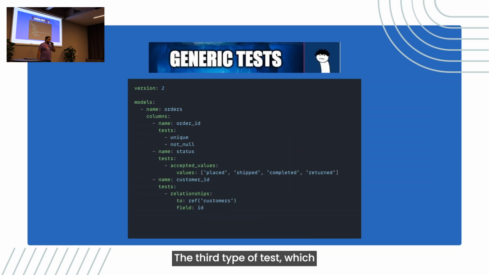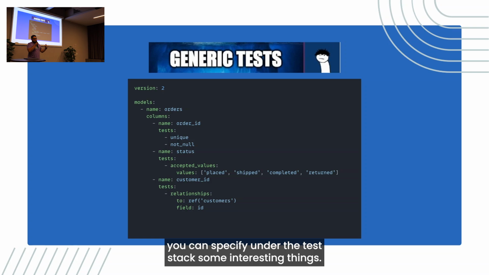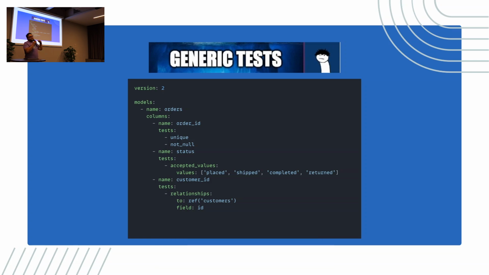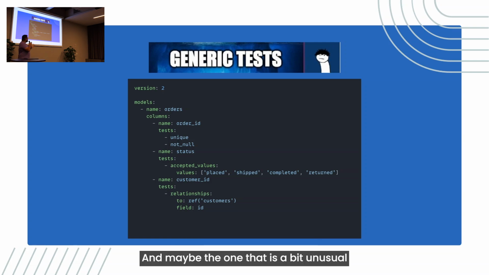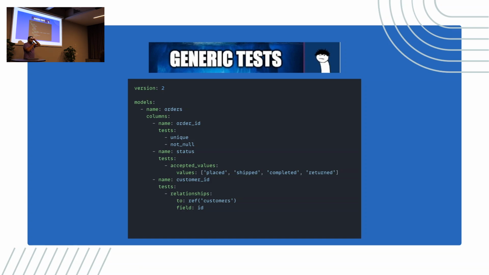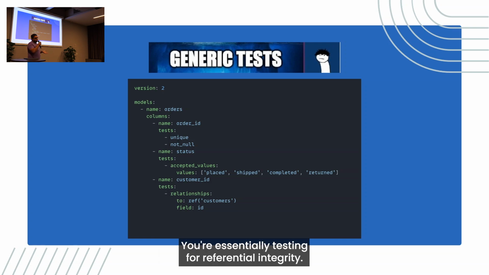The third type of test, which is one of my favorites, is called generic test. This one is also very well documented by DBT. Essentially, once again, in the sources YAML, you can specify under the test tag some interesting things. By default, DBT comes with 4 generic tests, which are very similar to database constraints. They have unique, they have accepted values, they have non-null, and maybe the one that is a bit unusual is you can also specify the relationship. And this is for those database nerds in the audience. You're essentially testing for referential integrity.